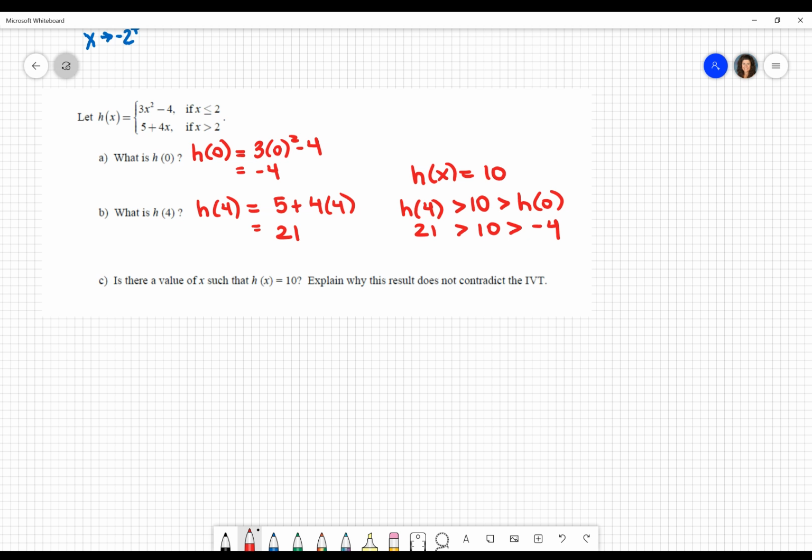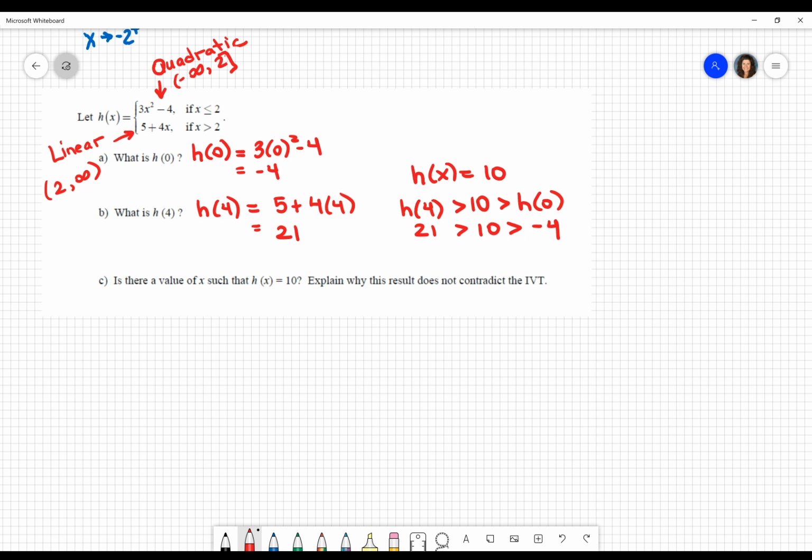Well, the first piece here is a quadratic. So yes, we know that a quadratic equation is continuous. And so from negative infinity to 2, this function would be continuous. Now, this is a linear function, and we know that linear functions are continuous. So we could say from 2 to infinity, the function would be continuous. And let me modify this real quick. From negative infinity to include 2.